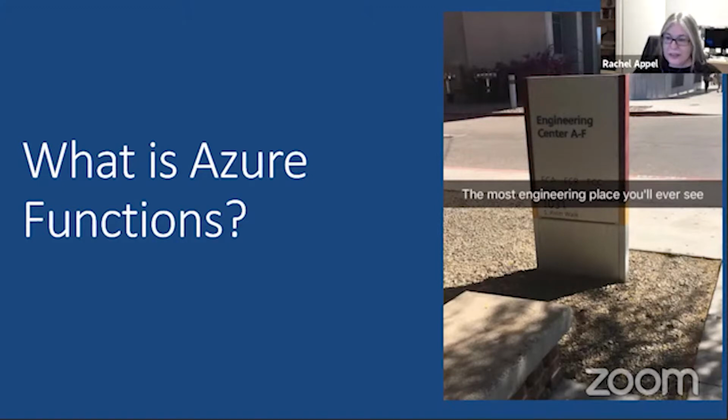Amazon has a competing product as well called Lambdas. So if somebody's done Lambdas, it's conceptually the same. Right? So it's this way to have little bits of code. And these work in a wide variety of scenarios. So there's a lot of really good things you can do with functions.